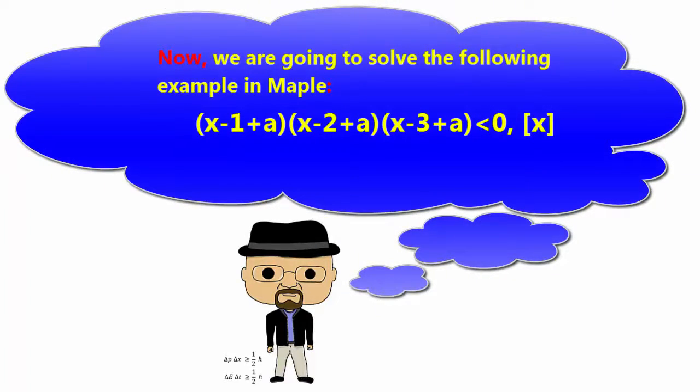Now we are going to solve the following example in Maple. x minus 1 plus a times x minus 2 plus a times x minus 3 plus a less than 0, bracket, x.